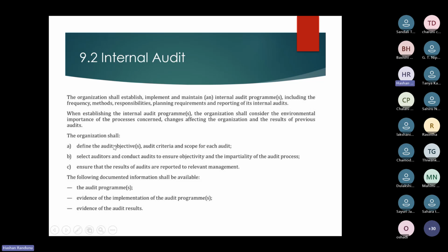Right. So when you plan an internal audit, you need to set the audit objectives. So why do you need to do this audit? You need to check whether the standard requirements and the organizational requirements related to the environmental management system are effectively implemented and maintained. That would be the audit objective. And you need to set the audit criteria and scope. You need to mention what areas you are going to audit, and what criteria you use for that audit.